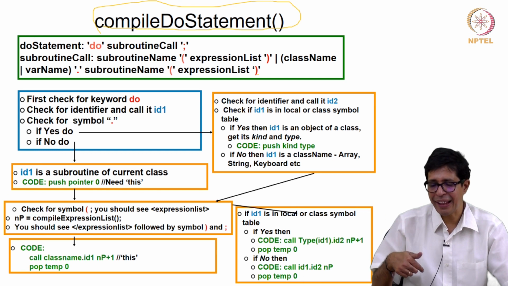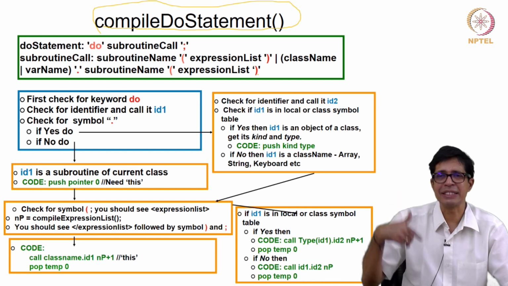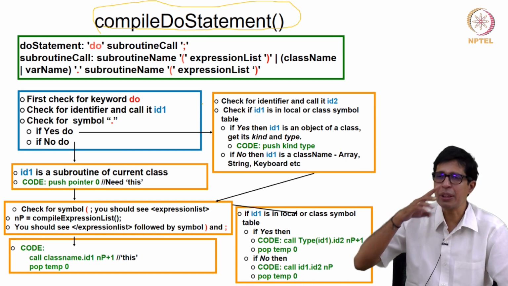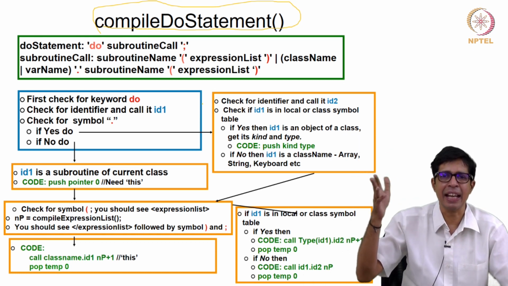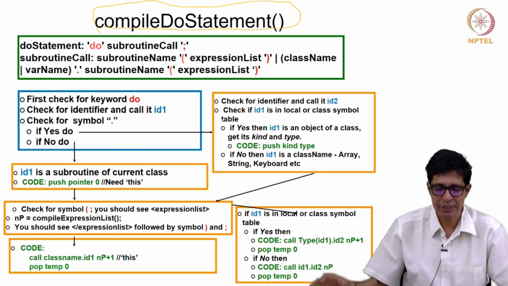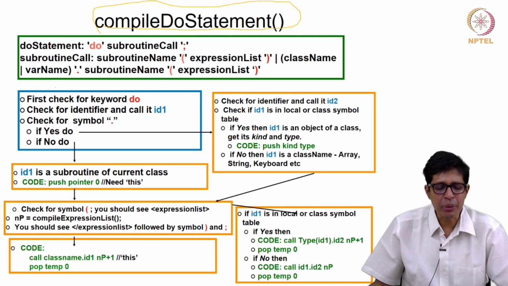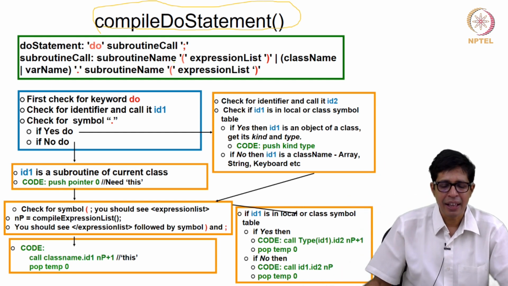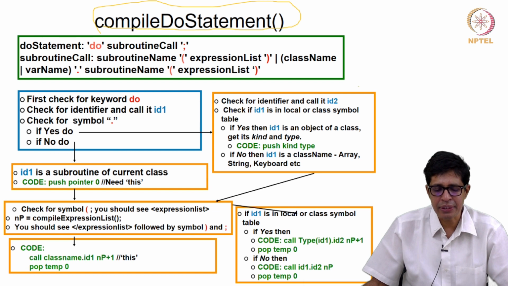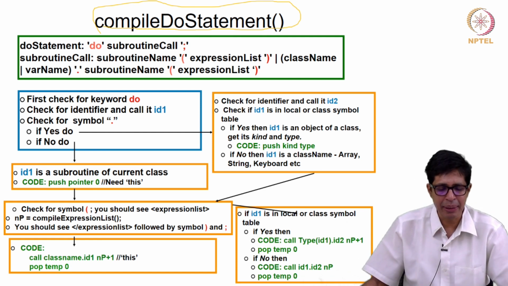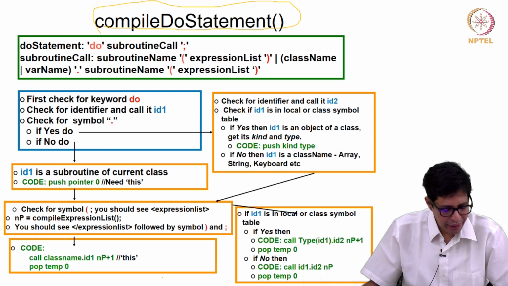So, I am in a class, I can call the subroutine of the same class without anything, or I could call a subroutine of a different class like array or math, keyboard, etc., or I could define my own class, and that class I could instantiate here, and I can call that dot subroutine followed by an expression list. So, basically this is how a subroutine call looks.